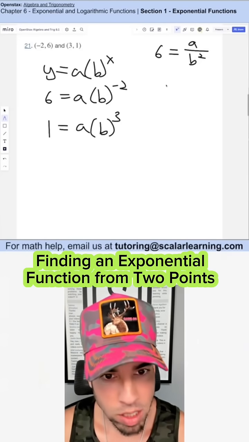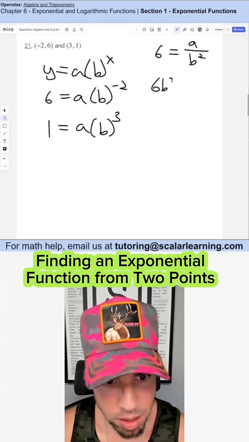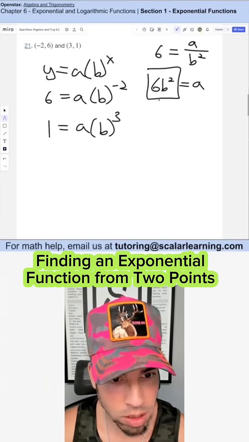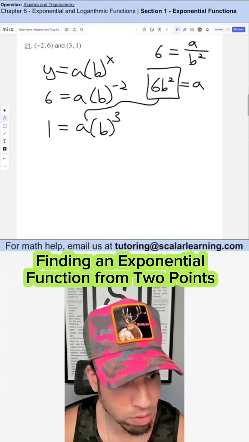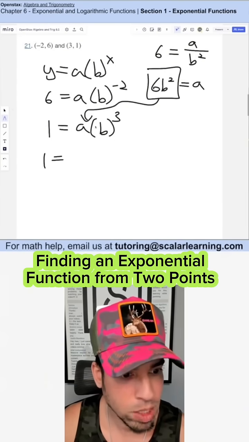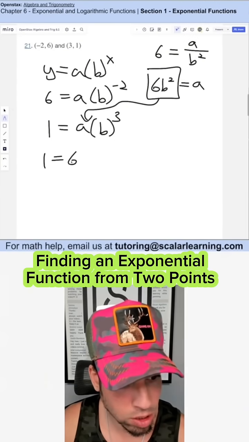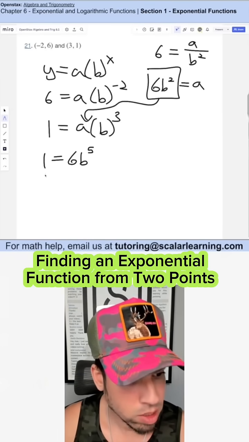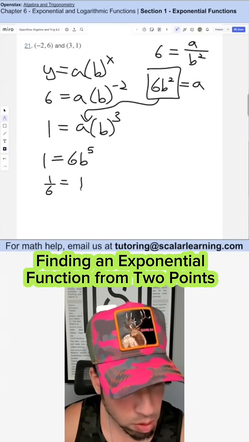Now I can multiply both sides by b squared, and I've got 6b squared equals a. I've got enough now to do a little substitution. Check this out. I can plug in 6b squared in for a over here. And I've got 6b squared times b cubed, which is 6b to the 5th, right? We add the exponents. Then I'm going to divide both sides by 6. 1/6 equals b to the 5th.